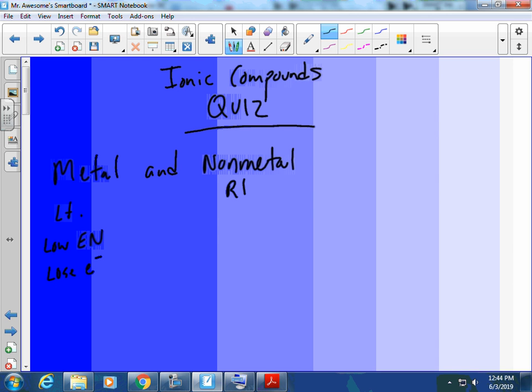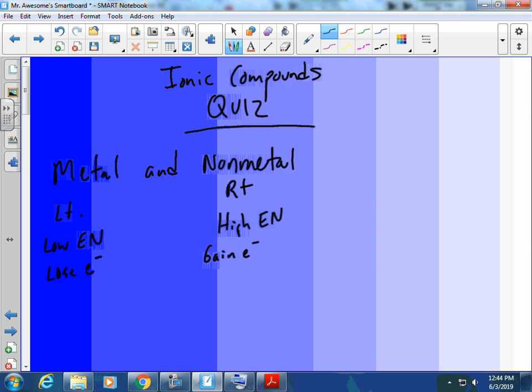Nonmetals are on the right side. They have high electronegativity, which means they tend to steal or gain electrons. Okay? First of all, we need to figure out what kind of charges elements make.